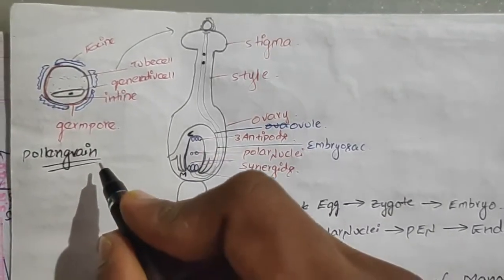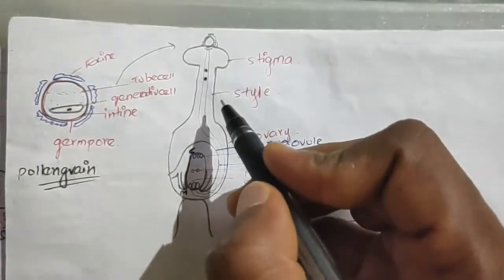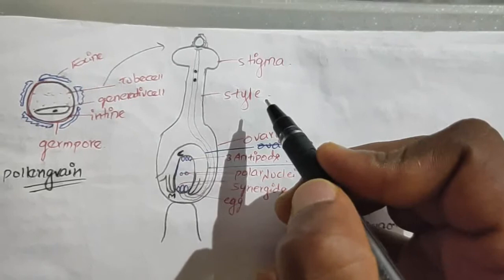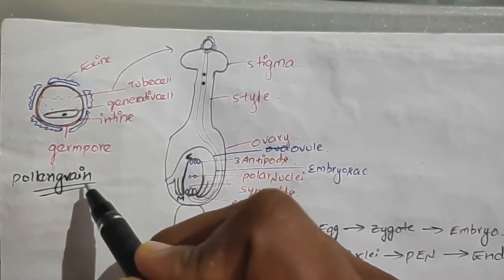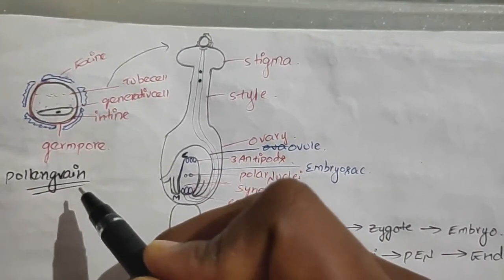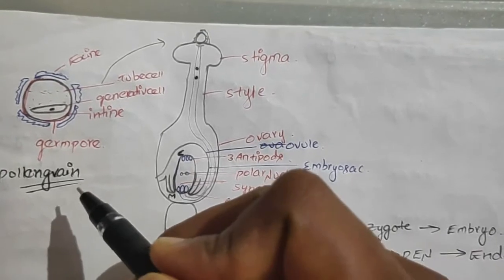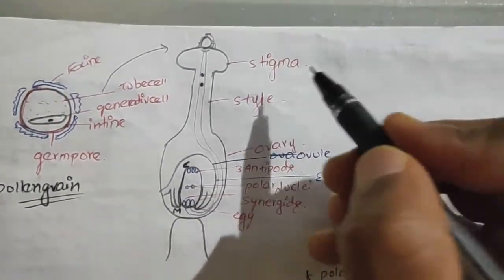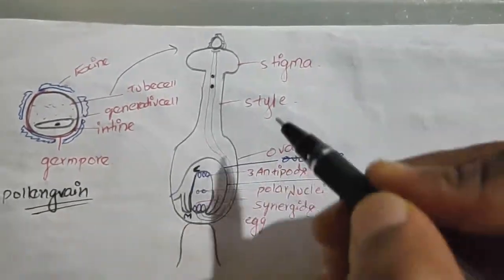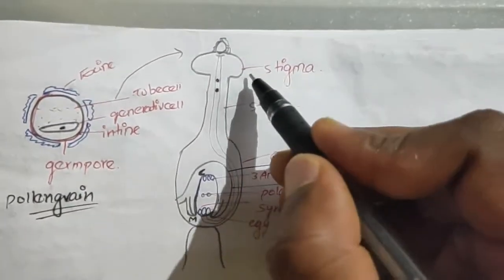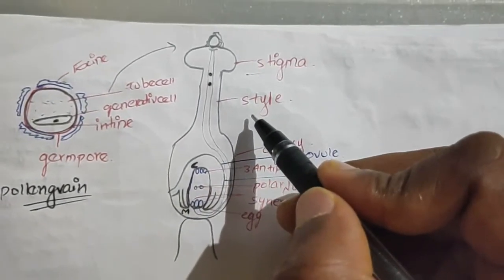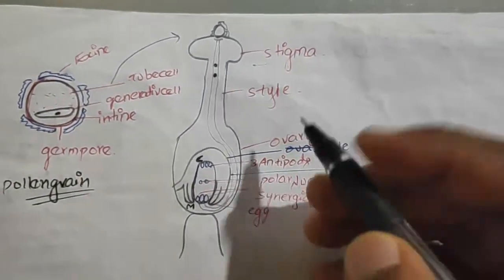This pollen grain, using some external agents, falls on the female reproductive organ, that is the pistil. These external agents may be wind, water, air, insects, birds, etc. This pistil has three parts. One is the stigma, a bulged part. Below the stigma is a long slender style, and below the style is the ovary.